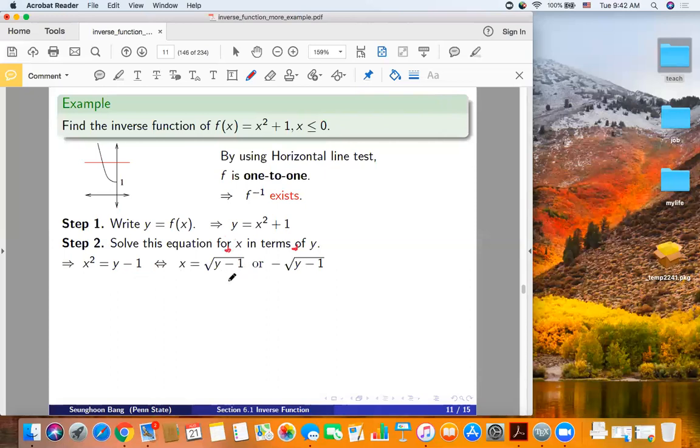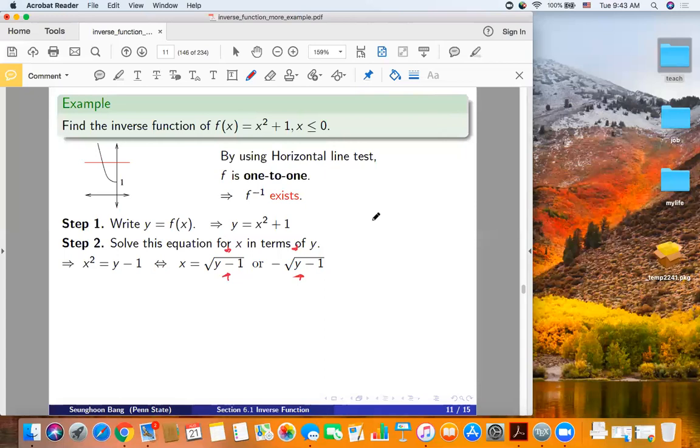Which one is the right answer? Positive or negative? So what is the exact x? Jesse said positive. The positive is right? Let me see. What is the domain of x? Is the domain of x positive or negative from the given problem?